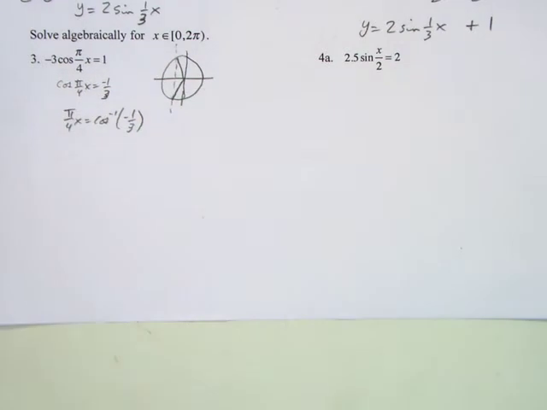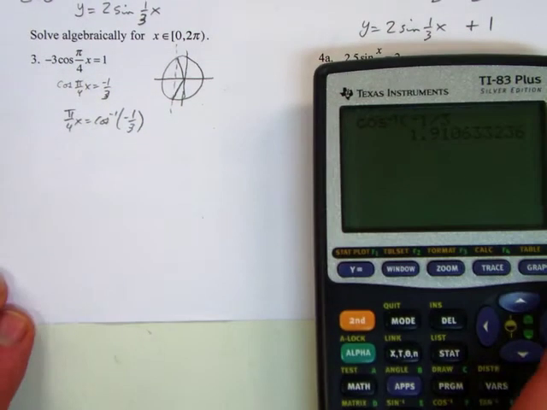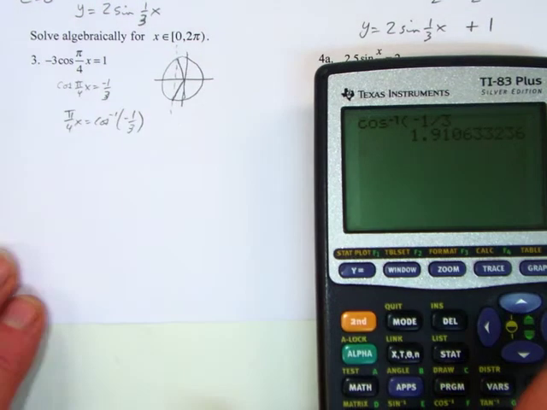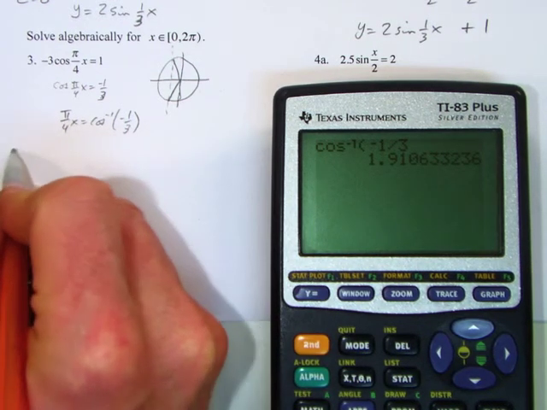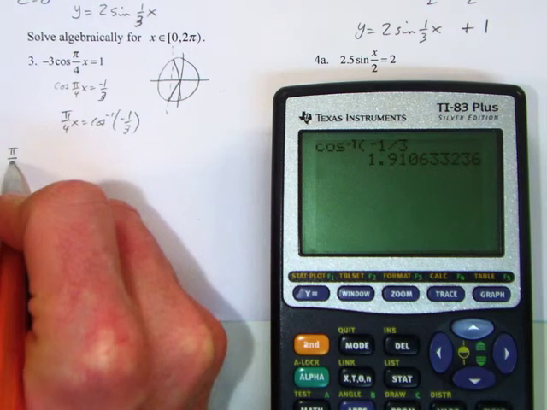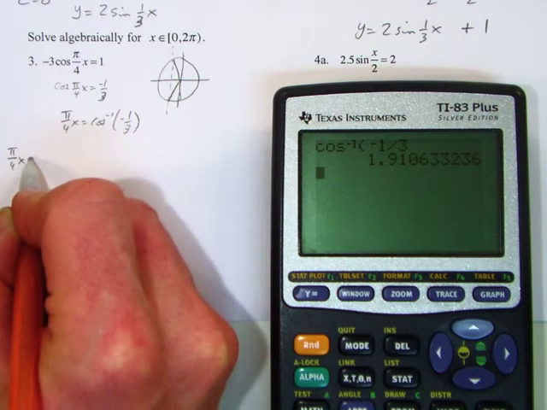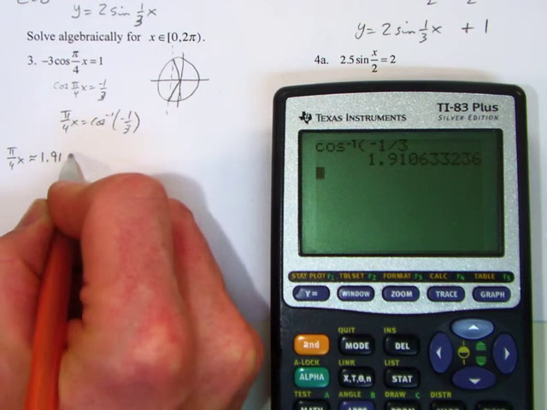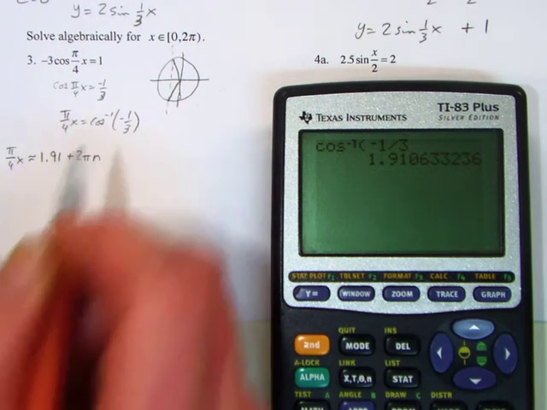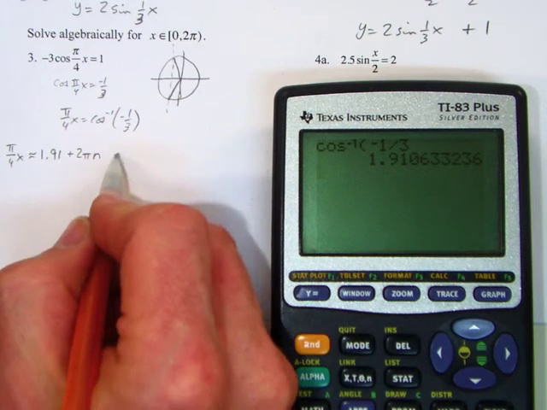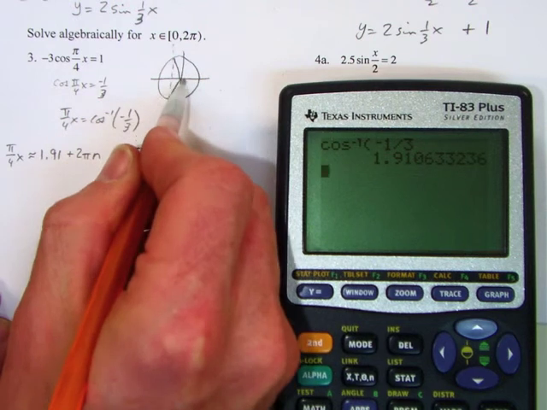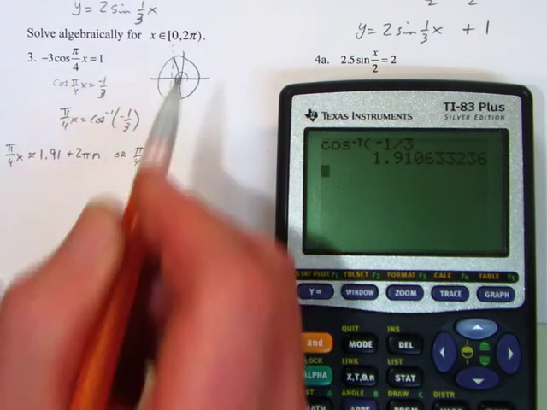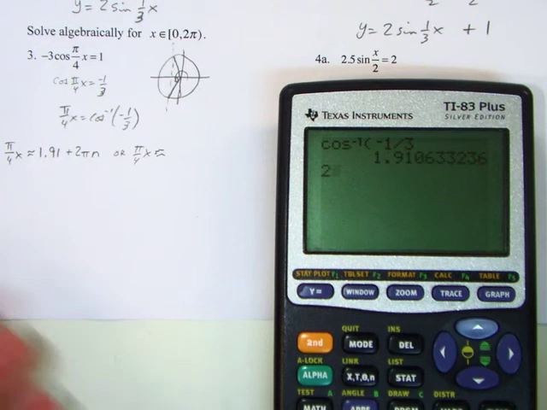We're going to type that in on your calculator. I did it here. See if you can get that to show up. So we have pi over 4x is approximately equal to 1.91. And remember, just like the first one, the period's been changed, so we're going to say plus 2 pi n. Or pi over 4x is approximately equal to, we need to get this other angle. Do you remember how to get that?